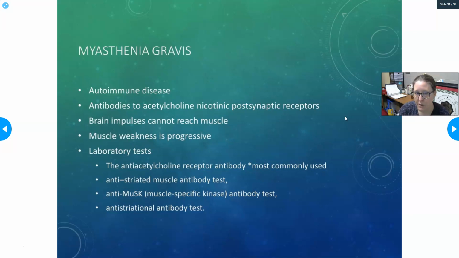So the lab tests that we do for myasthenia gravis are going to be the anti-acetylcholine receptor antibody, which is the most commonly used. But you can also do an anti-striated muscle antibody test, an anti-MuSK muscle-specific kinase antibody test, and an anti-striational antibody test. So these are all tests that can be done to detect myasthenia gravis.